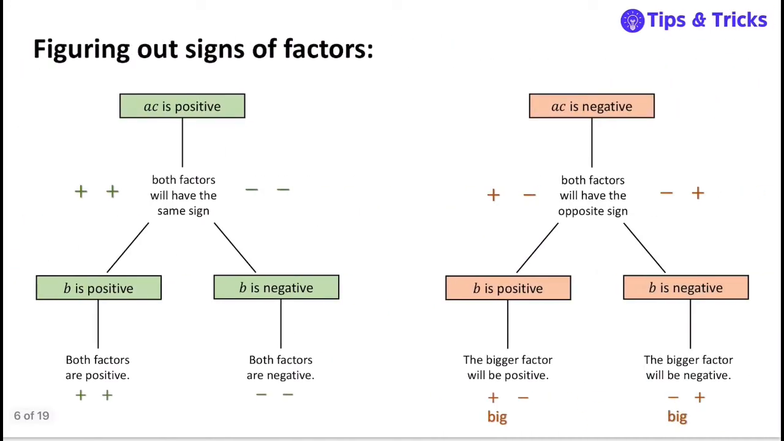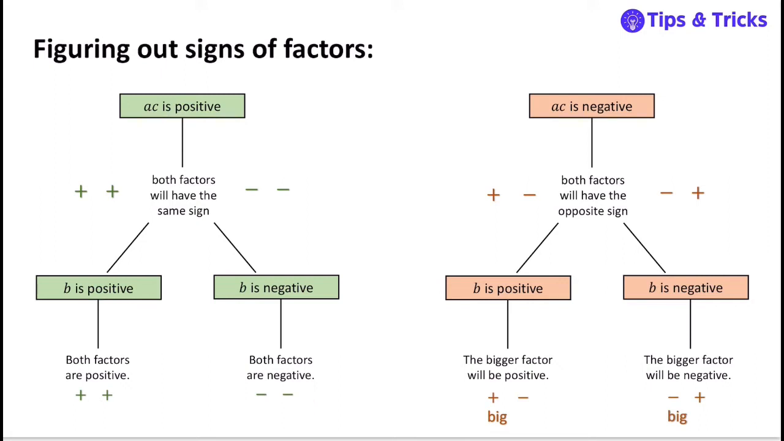So remember, an important step in any factoring problem is to figure out the signs of the factors. So we're going to be looking at the sign of AC and the sign of B to determine this. So if AC is positive, both our factors will have the same sign. So we'll have 2 positive or 2 negative. If B is positive, we'll have the 2 positive numbers. If B is negative, we'll have the 2 negative numbers.